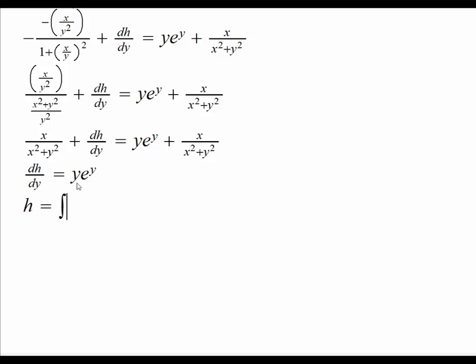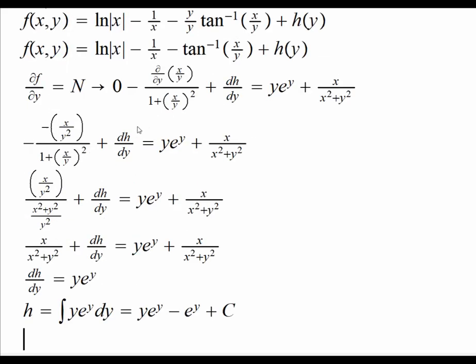The antiderivative of y times e to the y. And what we can do is go ahead by integration by parts. Remember we did that in an example a short while ago. So that will be y e to the y minus e to the y. And now we will have a constant, and this constant will be free of any variables here in this situation.